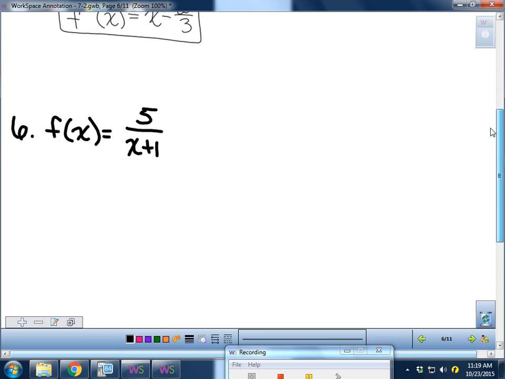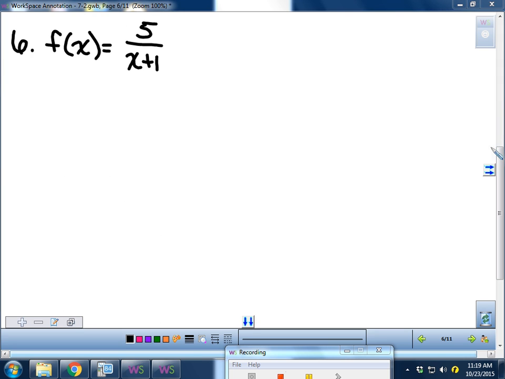Okay. Number 6. Very first thing I do is replace f of x with a y. Once I have an x and a y, I'm going to flip spots here. So x will be in the y spot, and y will be in the x spot. Okay, this is a little bit different.